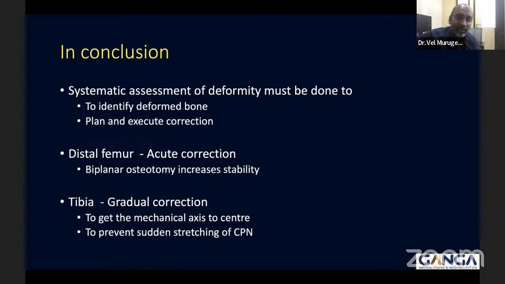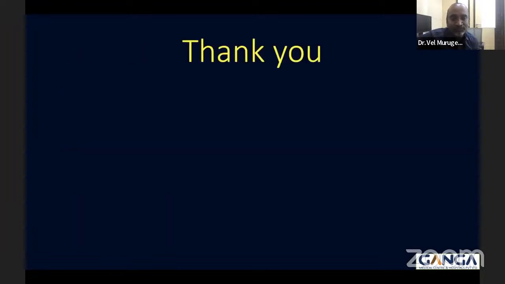And here we have done an acute correction in a distal femur. Biplanar osteotomy provides more stability, prevents rotational deformity, and also helps in uniting faster. And here we have done a gradual correction of the tibia to get the mechanical axis exactly to the center, and also prevent sudden stretching of the common peroneal nerve. Thank you. So I'll stop sharing my screen.